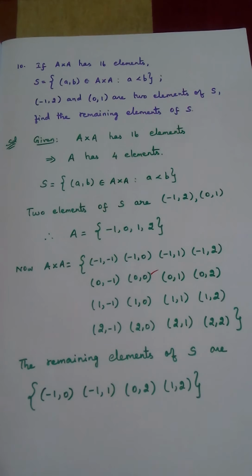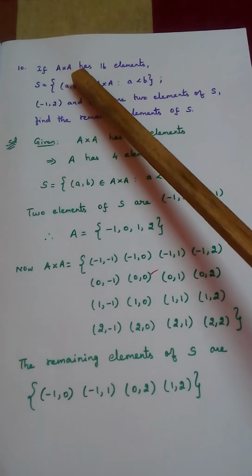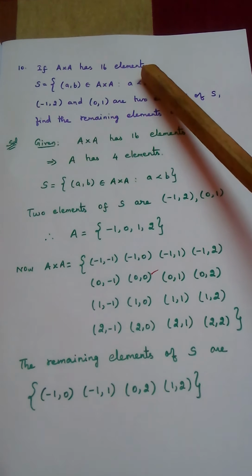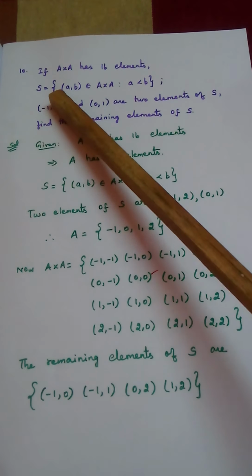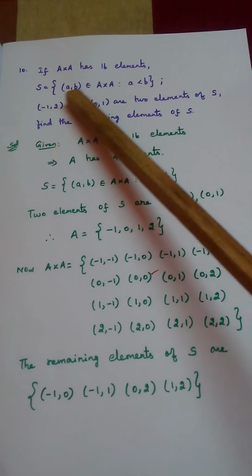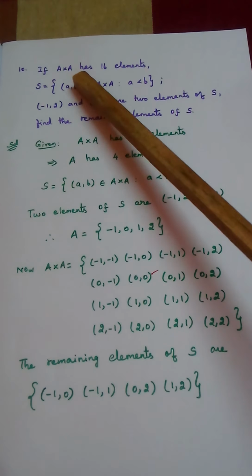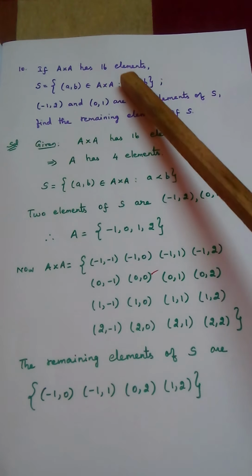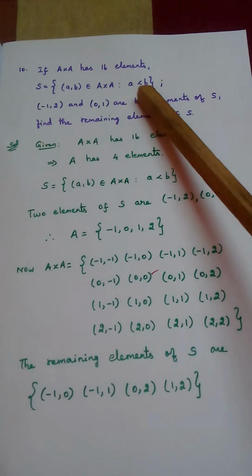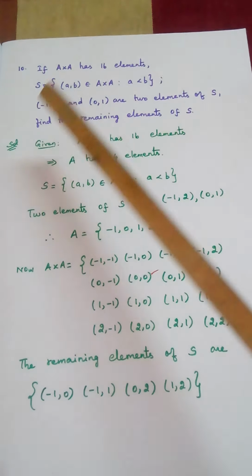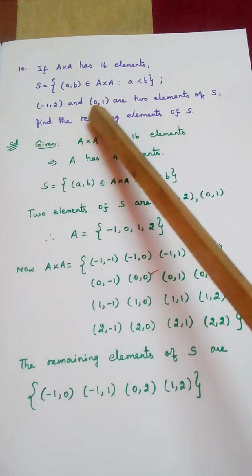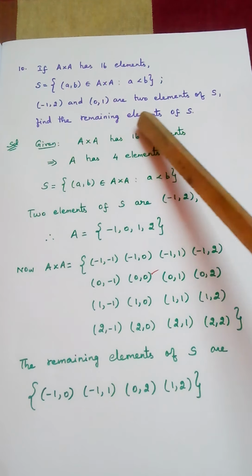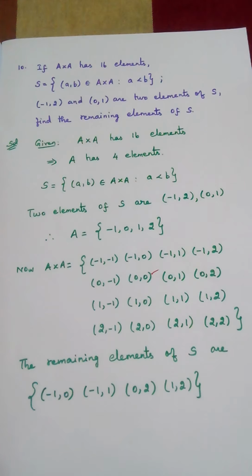Question number 10. If A cross A has 16 elements, and S is equal to the set of elements (a, b) belonging to A cross A such that a is less than b. Also, (minus 1, 2) and (0, 1) are 2 elements of S. Find the remaining elements of S. I think the question is very clear.